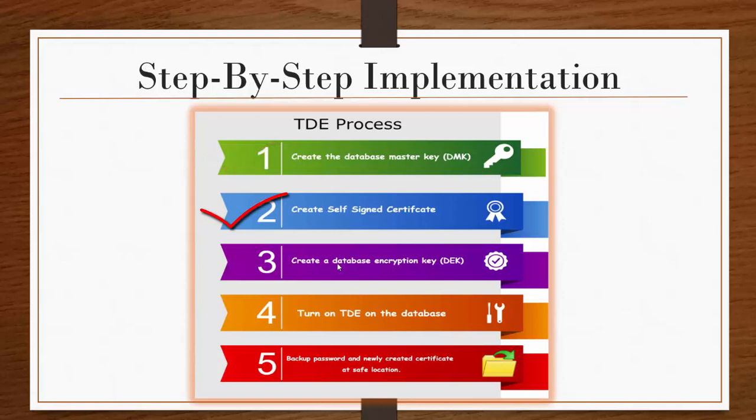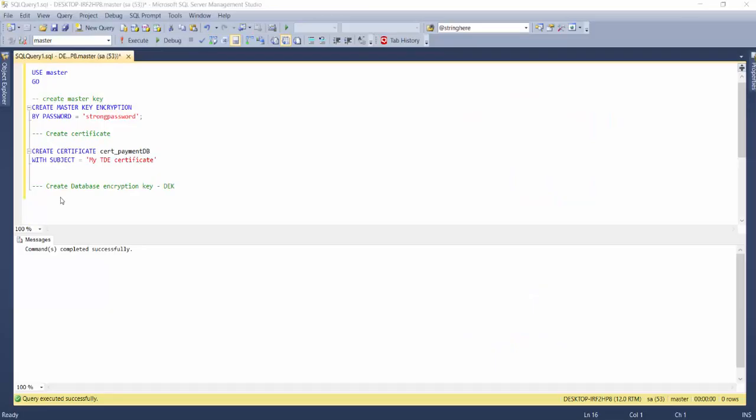Now let's move on to step 3, which is creating a database encryption key. This database encryption key protects the data in the user defined database. We're going to create this key under the database on which we want to enable TDE, and then in step 4 we will turn on the TDE by enabling the encryption option of the database. Now let's see step 3 and step 4 in action.